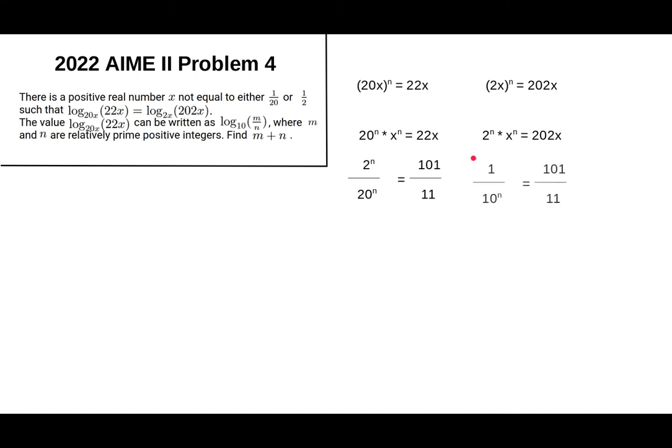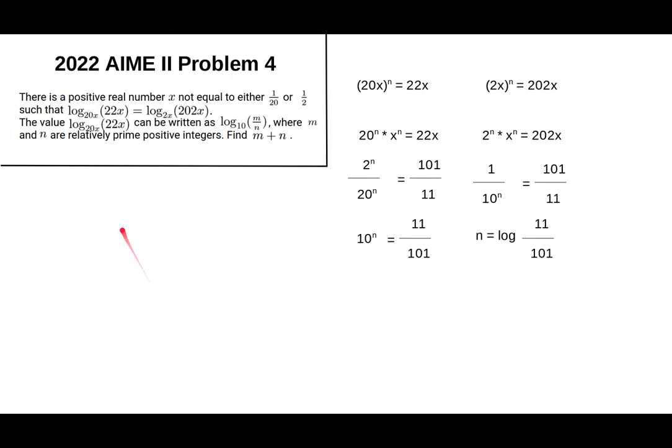And when we simplify, this becomes (1/10)^n, which is 101 over 11. This is because we can take 2 over 20 out and raise the whole thing to the power of n. That becomes 1^n over 10^n, but 1 to the power n is just 1, so it's 1 over 10 to the power n. When we take the reciprocal, we get 10^n is 11 over 101. So when we take the logarithm of both sides, we get n is log of 11 over 101.